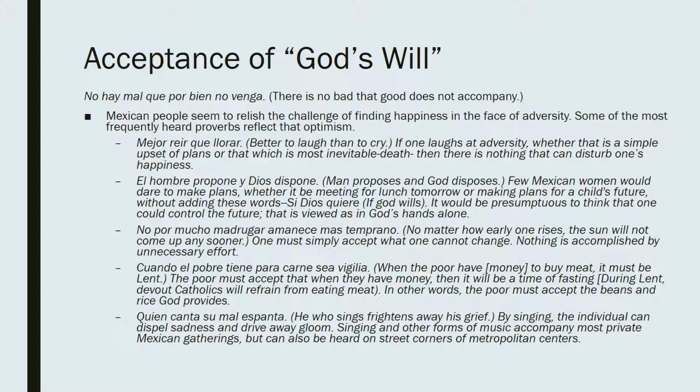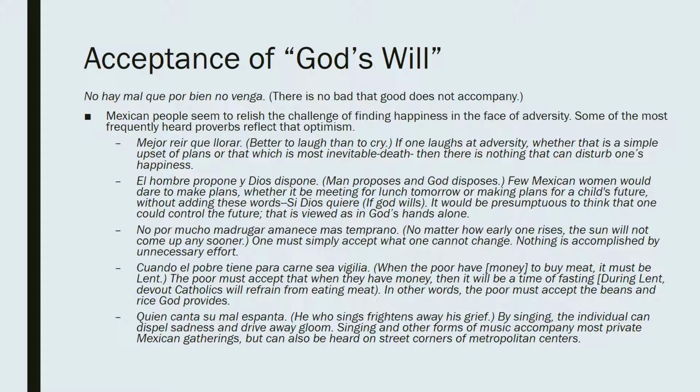No matter how early one rises, the sun will not come up any sooner. So, in other words, you just have to accept what you cannot change. Nothing is accomplished by unnecessary effort. When the poor have money to buy meat, it must be lent. And this, of course, is just a wonderfully ironic sensibility.